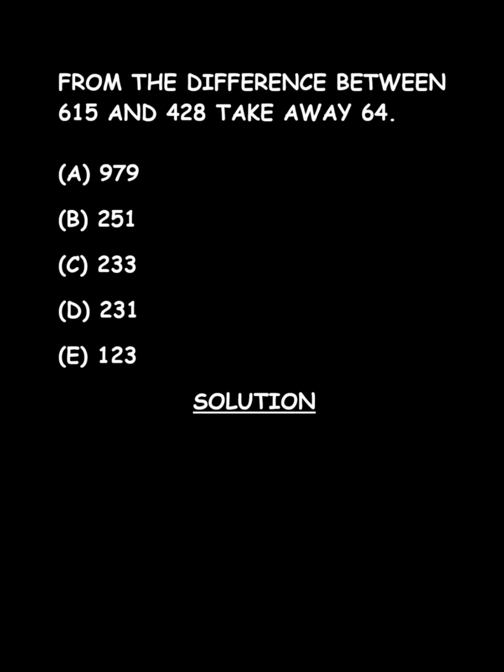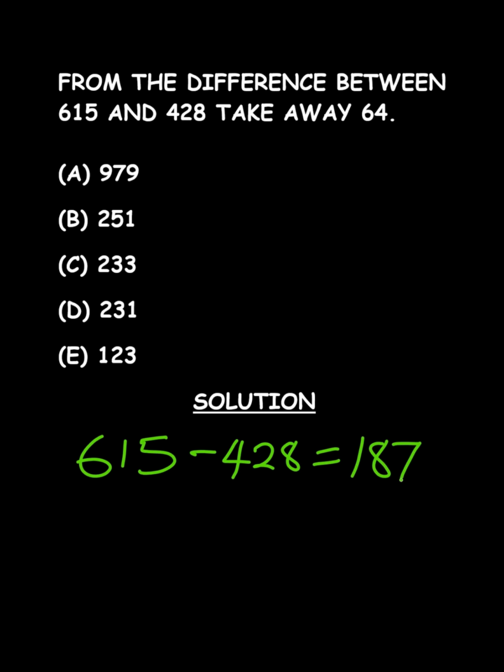From the difference between 615 and 428, take away 64. And we are given a list of options from A to E. Solution. Firstly, 615 minus 428 is equal to 187. That is, 187 is the difference between 615 and 428.